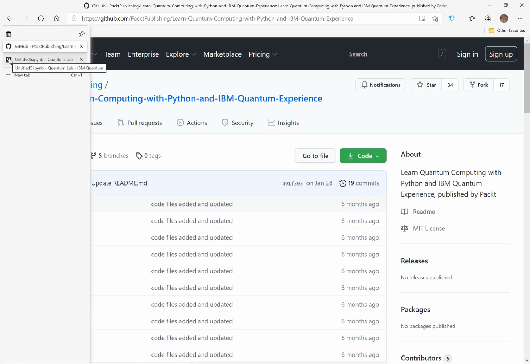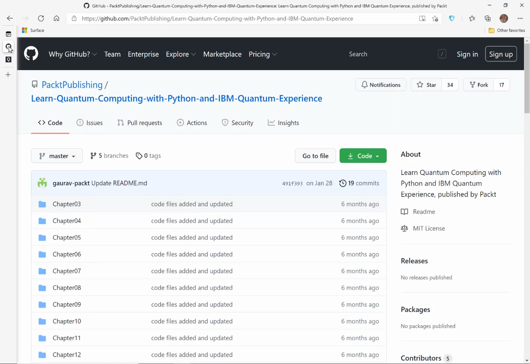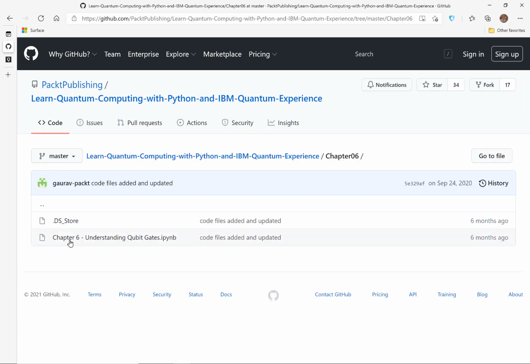I already have the quantum computing website open, and I am opening a new lab file here, and I think it's very useful to have some of the code from chapter 6 available. So I'm going to go to our GitHub site, which has all the code from the textbook for Engineering 596.